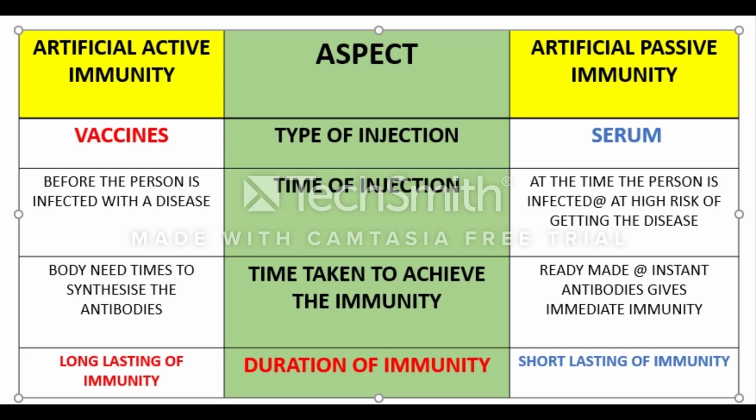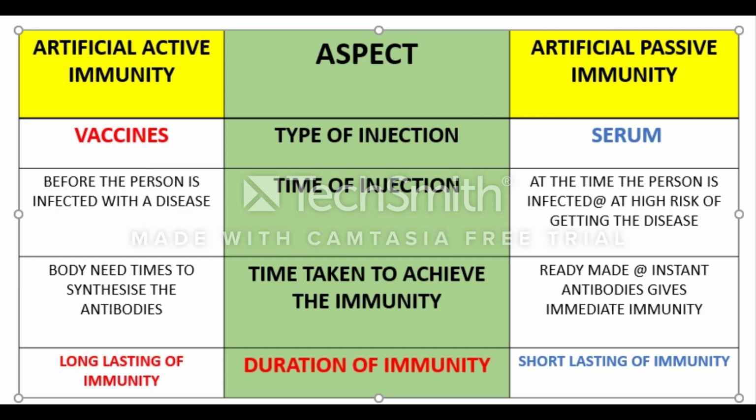This table shows the differences between artificial active immunity and artificial passive immunity. The type of injection for artificial active immunity involves vaccines, whereas artificial passive immunity involves serum. The time of injection for artificial active immunity is before the person is infected with a disease, but for artificial passive immunity it is at the time the person is infected or at high risk of getting the disease.